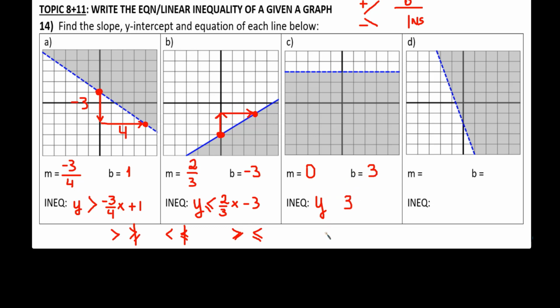Now I need to decide if it's going to be greater than or less than. I do know I don't have the little dash underneath because the line is dotted, and because I'm shading below the line, it will be less than.